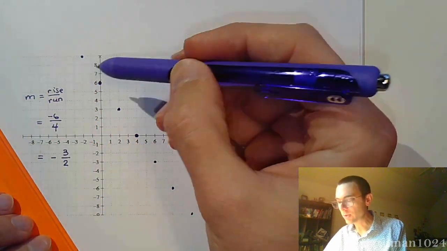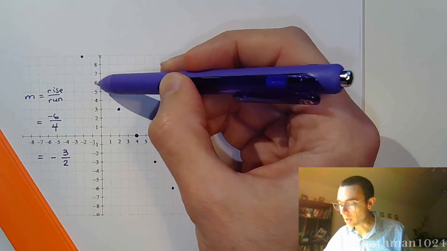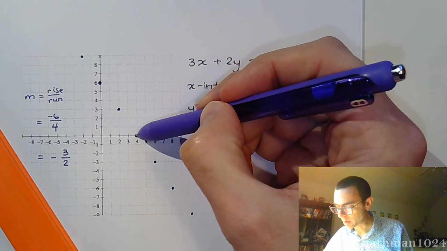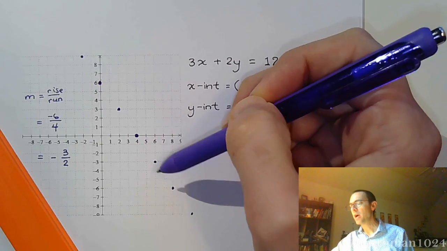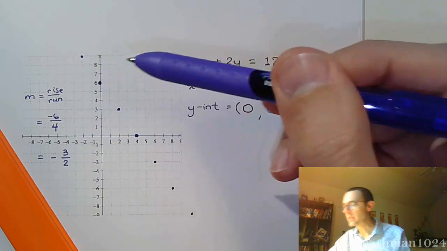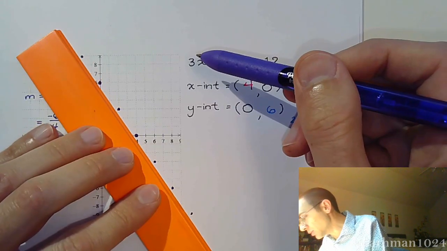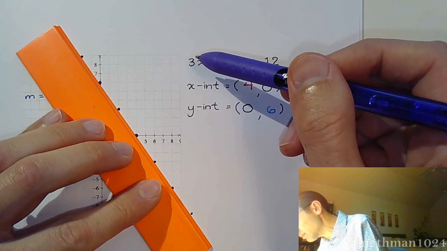Now, if you had just used these intercepts, and you'd said, okay, well, I'm going down 6 over 4. If you go down 6 over 4, you land at this point. But by simplifying and reducing that fraction, it allows us to get more points, which improves our accuracy.